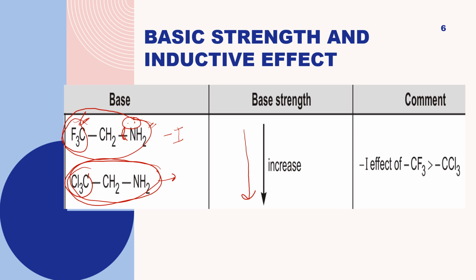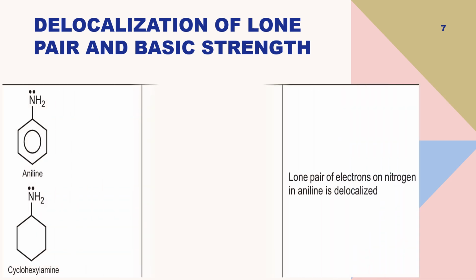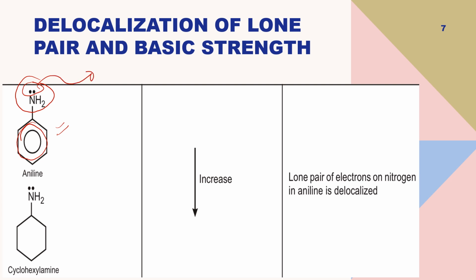Next one is delocalization of lone pair and basic strength. Another example is that in the first compound, the lone pair of the nitrogen atom is in conjugation with this benzene ring. There is pi lone pair conjugation. That's why, due to conjugation, this NH2 group cannot donate its electron to an acid easily.